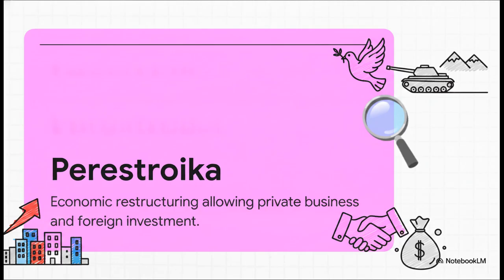Gorbachev's second big lifeline was perestroika, or economic restructuring. Think of this as an emergency CPR for the dying economy. It permitted private business ownership for the first time and finally opened the doors to foreign investment. He also started pulling back on those costly foreign conflicts, famously withdrawing Soviet troops from Afghanistan between 1988 and 1989.